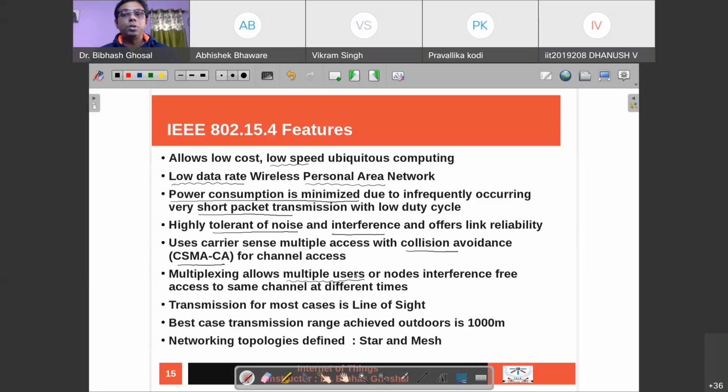So if you're using 802.15.4, many devices can be connected. It's a good thing about that, and interference free. Transmission is almost line of sight, and it's good for range. Even outdoors, till 1,000 meters it can go, rarely, but okay. It uses a number of topologies like star and mesh. So we'll talk about that in a moment.